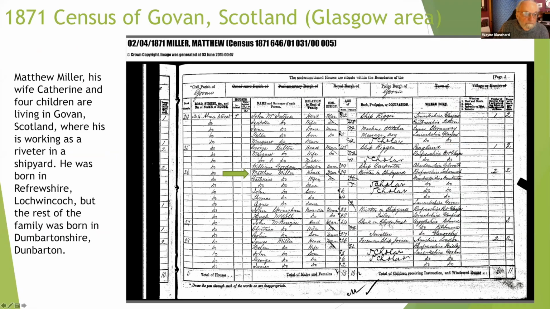This is what it looks like for them. This was the 1871 census. We got Matthew and his wife Catherine and 4 children. He's working as a riveter in a shipyard. It tells where he was born, Renfrewshire. I'm not good with Scottish pronunciation. And the rest of the family was born in Dunbarton.